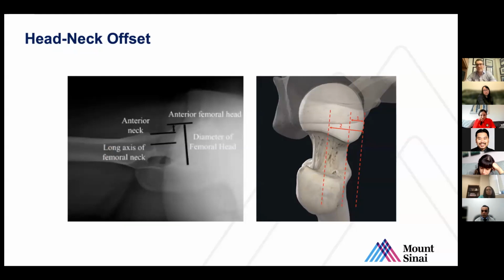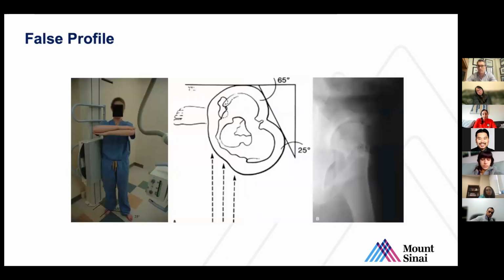Oh yeah. And then here's head neck offset. Head neck offset is another thing that we evaluate. Suffice to say, if you have decreased head neck offset, less than 0.17 is the actual number that we use, that means that you have asphericity of that femoral head. And so you may hear people discussing that as well.